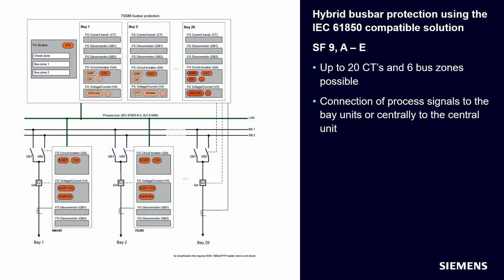The configuration in DIGSI is mainly the same as for the fully distributed IEC 61850 compliant solution. The only difference here is for the bay that is directly connected, you must put all the functionality of the bay in the 7SS85, just like in the centralized approach. The relevant significant features are the same as for the centralized approach and for the fully distributed IEC 61850 compliant solution.